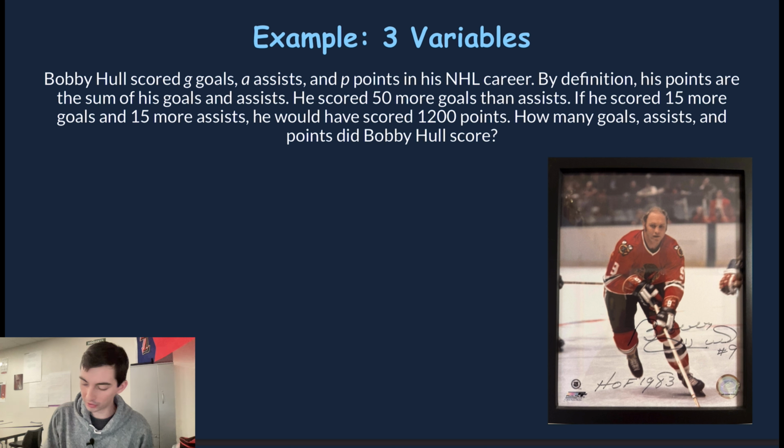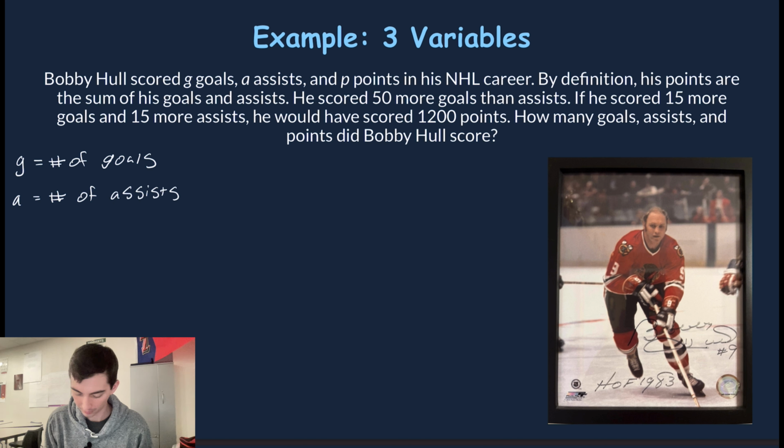So once again, we can define our variables. This time it tells us a little bit more what we're looking for. So G is going to be equal to the number of goals he scored. A is going to be equal to the number of assists. And P is going to be equal to the number of points.